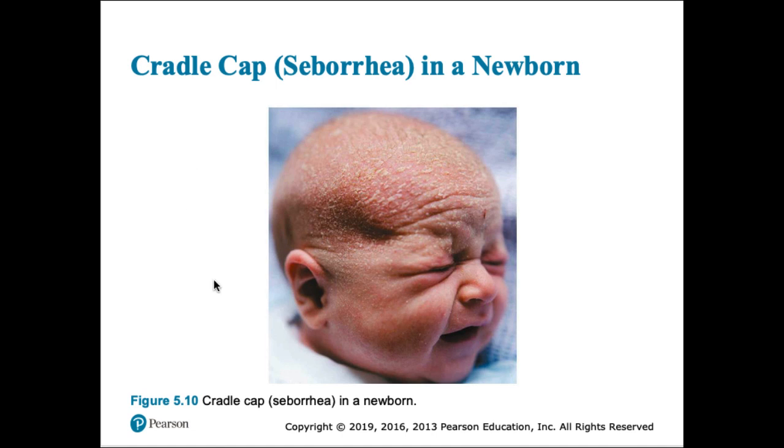Cradle cap is something that you might see in newborns. It's called seborrhea. This can happen in adults. We don't call it cradle cap in adults, but this is interesting because you see how this has this little crusty, whitish, yellowish, kind of scab-like appearance. It's not a scab. It's a secretion that's drying. That's really hard to get off. You can't scrub it off very easily.